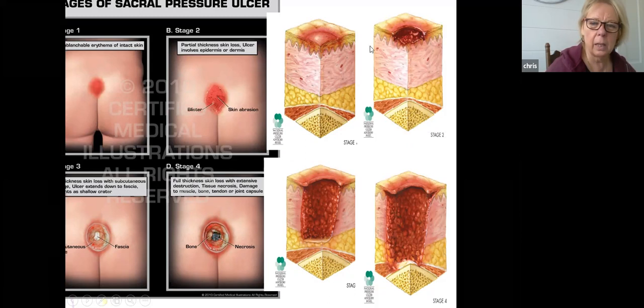Okay, so stage 1, you see it pink or you see it red, but it's non-blanchable. Okay. Stage 2, you may see some blisters. You see the epidermis is involved and part of the dermis. And then stage 3, it involves subcutaneous tissue, and then stage 4, full thickness destruction. So if you ever see a question on the state board where it talks to you about an intact blister, you would call it a stage 2. Okay, if fascia is involved in subcutaneous, stage 3, and bone, joint, and tendon capsules are stage 4.